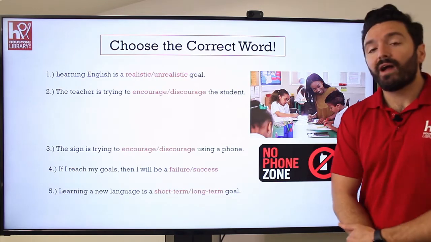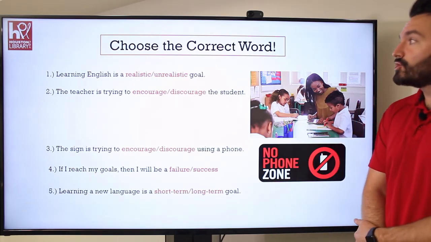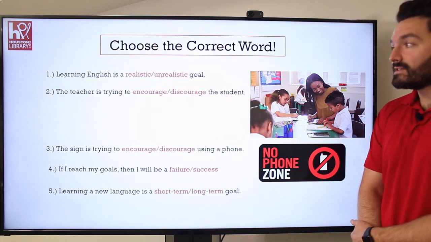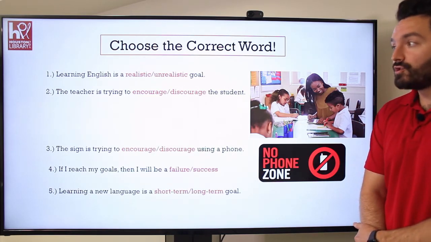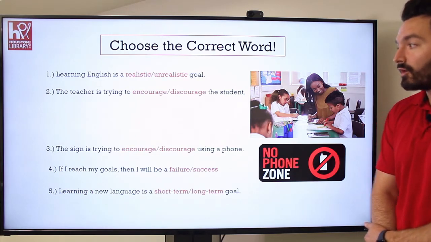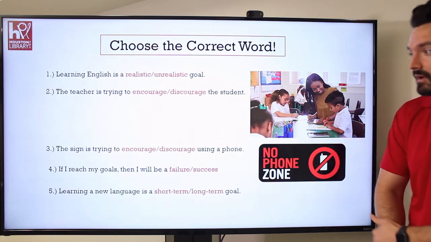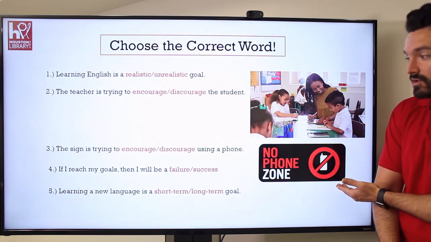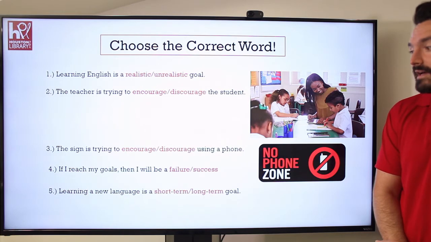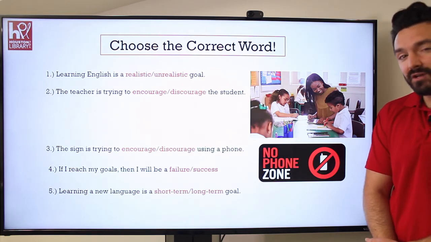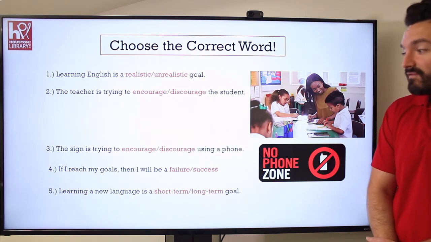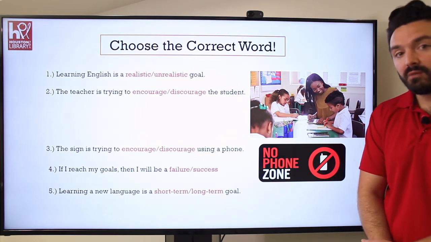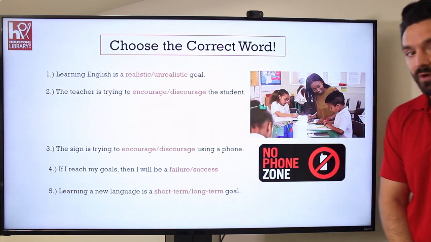All right, so let's practice with these new words. I'd like you to choose the correct word in these sentences. 1, learning English is a realistic or unrealistic goal. 2, the teacher is trying to encourage or discourage the student. 3, the sign is trying to encourage or discourage using a phone. 4, if I reach my goals, then I will be a failure or a success. And then 5, learning a new language is a short-term or long-term goal. Pause the video, take a second, choose the correct word.